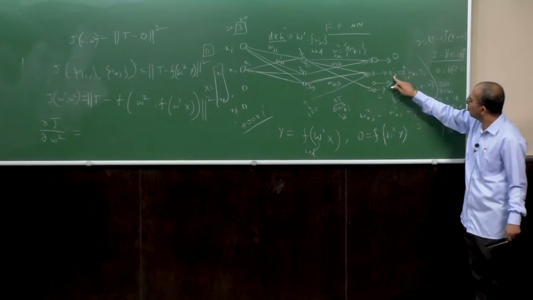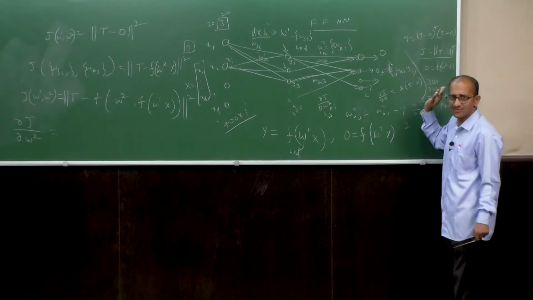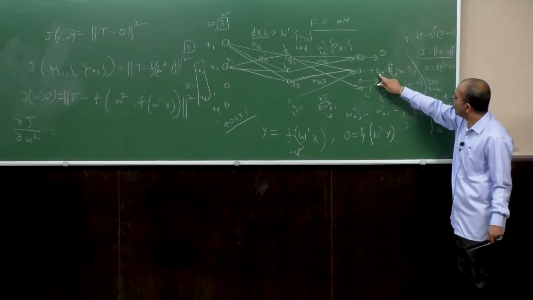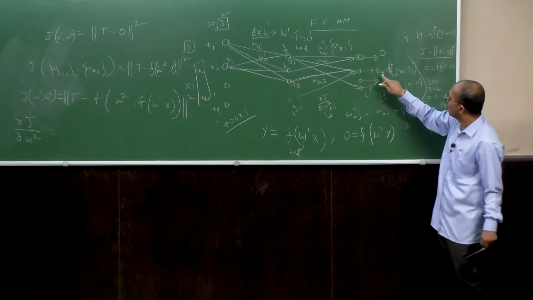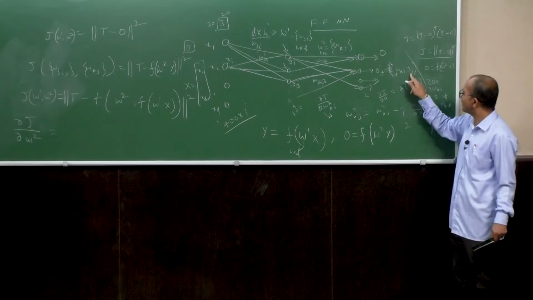Of course the activation function f is there, but leave the activation function for the time being. So ∂O2 by ∂y3, if I want to compute it, what is the answer I get?